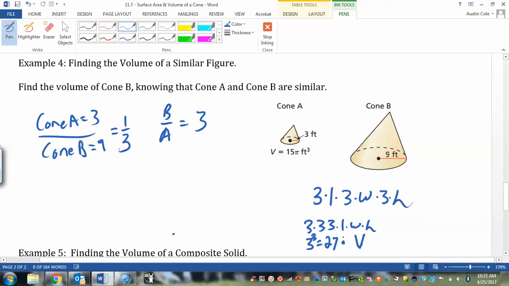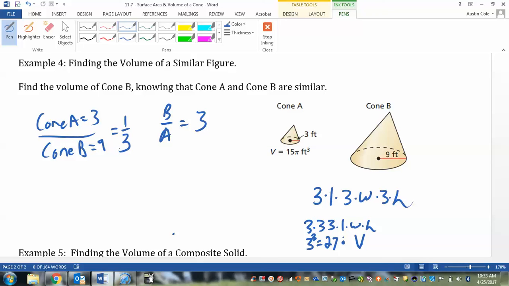So if we want to go from the volume of cone A to the volume of cone B, we have to times by 27, not just 3. Okay? So give me thumbs up, thumbs down. Thumbs up if you're like, yeah, got it. Thumbs down if you're like, okay.